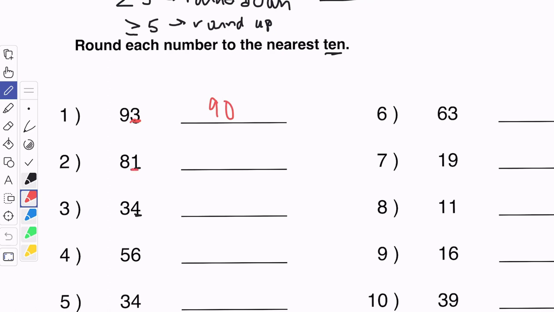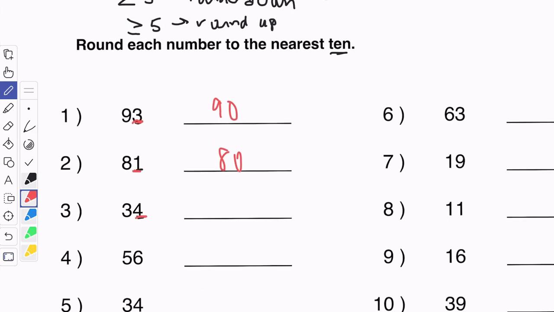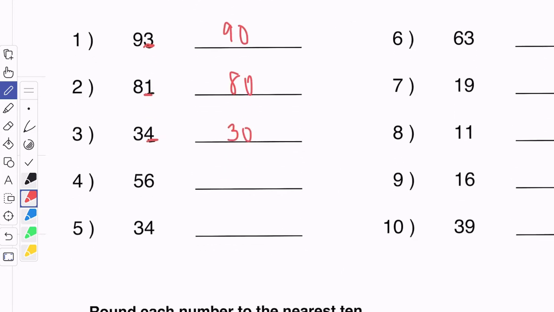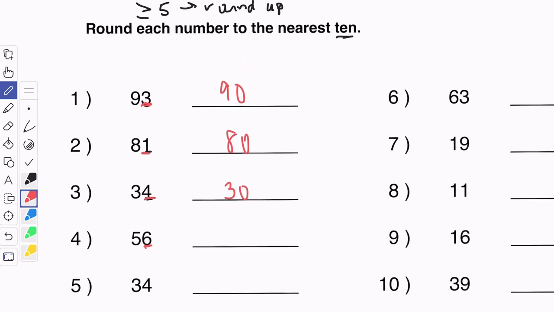Now for 81, 1 is our ones place. Since it's less than 5, we're going to round down to the nearest 10, and the nearest 10 to 81 is going to be 80. For 34, 4 is less than 5, so we're going to round down, and the nearest 10 to 34 is going to be 30. For 56, we have a 6 in the ones place, which is different because it's greater than 5. So we're going to round up, and the nearest 10 to 56 is going to be 60.